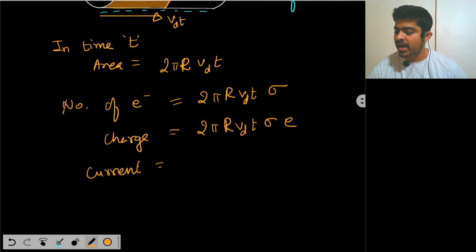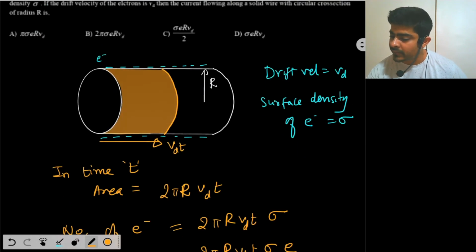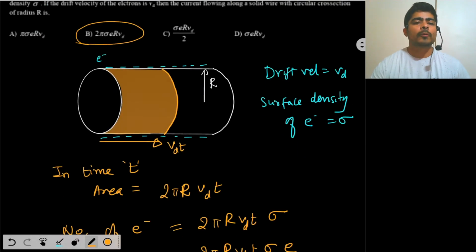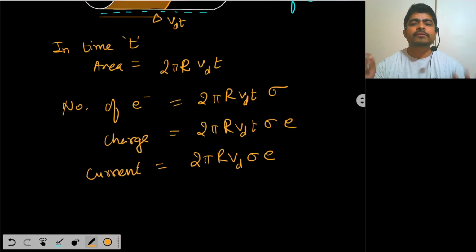So current will be what? Current will be charge by time. So charge divided by time, remove the time. So we get 2 pi r Vd sigma e. So 2 pi r Vd sigma e. This is the option B, the correct answer. Okay, so this is your answer. This is one way of solving it.